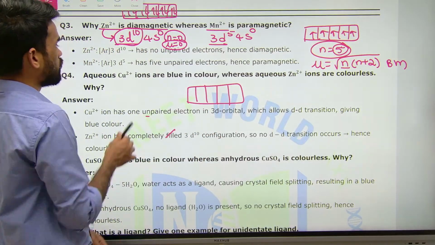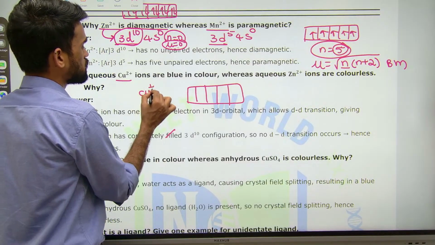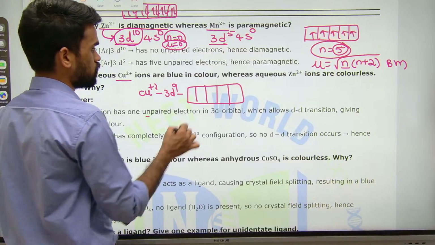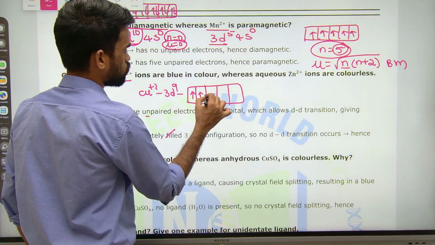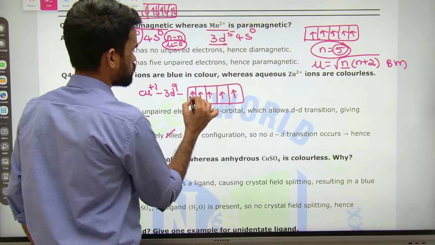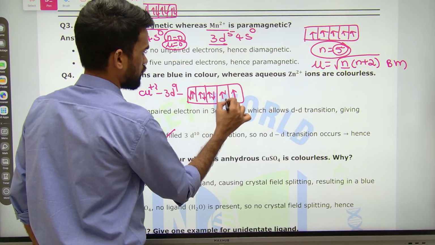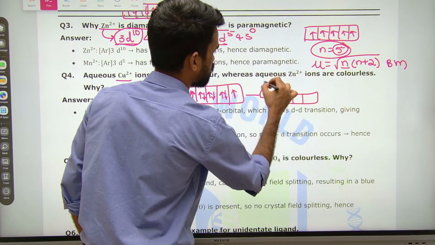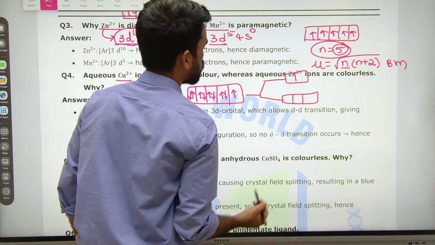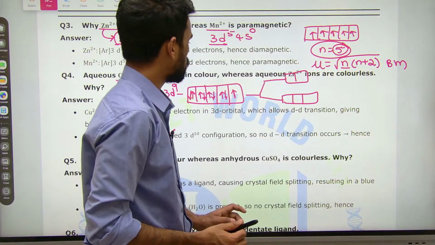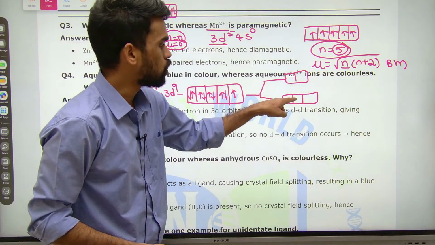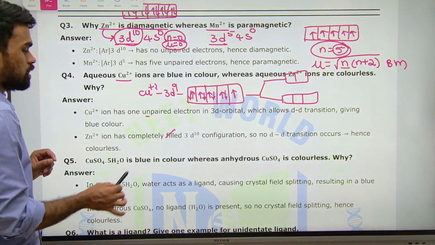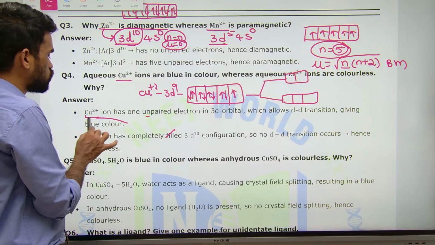Now, Cu plus 2 means you can write the 3d9 valence electronic configuration. So 9 electrons: 1, 2, 3, 4, 5, 6, 7, 8, 9. Now these orbitals will split into 2 different energy levels. Electronic transitions take place from the lower d orbital to the higher d orbital. Due to that, copper plus 2 will show blue color.